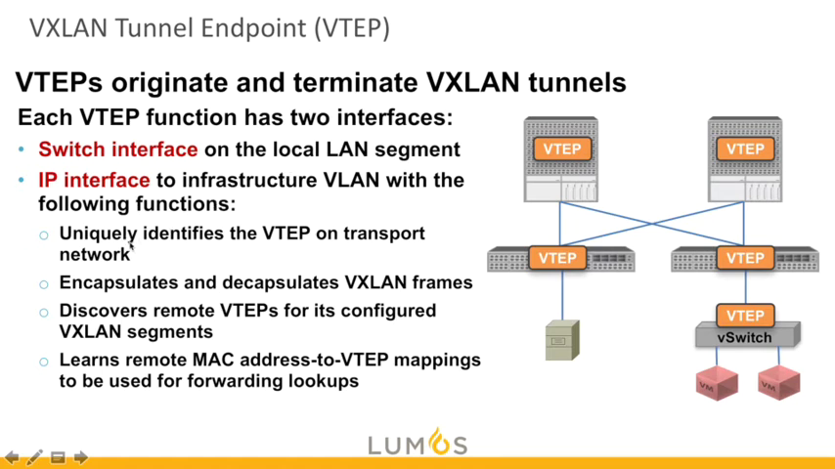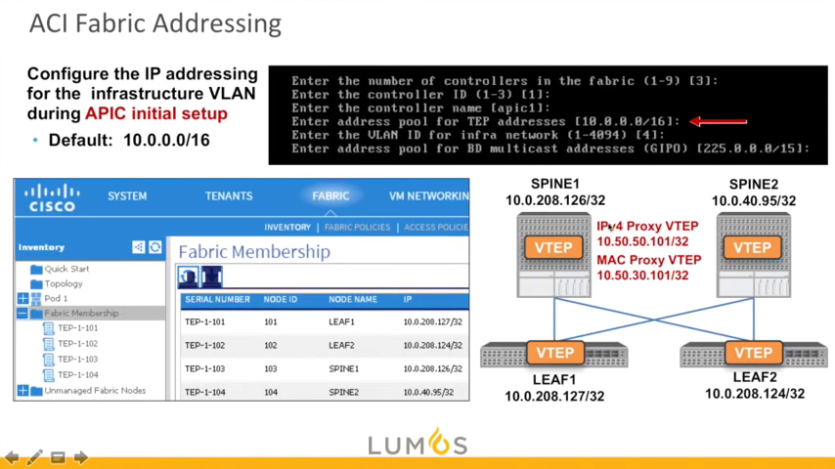So the IP interface uniquely identifies the VTEP on the transport network, encapsulates and decapsulates VXLAN frames, discovers remote VTEPs for its configured VXLAN segments. So we need to make sure we have a mapping of where the destination VTEP addresses are. And learns remote MAC address to VTEP mappings, similar to a CAM table inside of a traditional switch, whether or not that CAM table learns MAC addresses or /32 or /128 host routes.